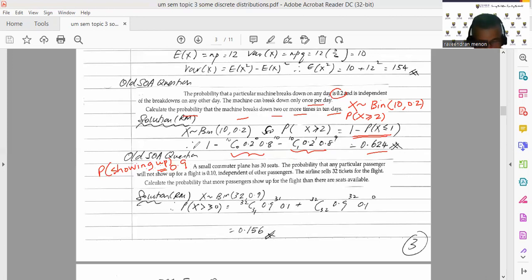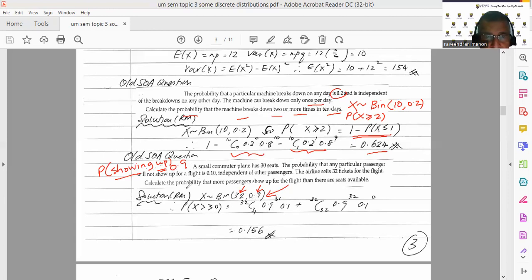Remember, the plane has only 30 seats. So how many tickets are you selling? 32 tickets. Let's look at my solution. We can define our binomial random variable. X is binomial with n is 32 and p is 0.9, the probability of showing up. I've written that here.